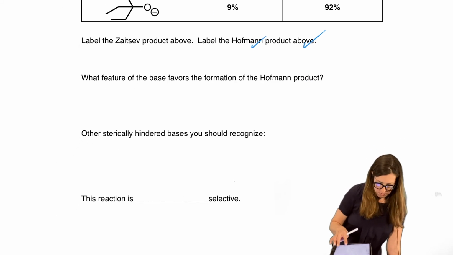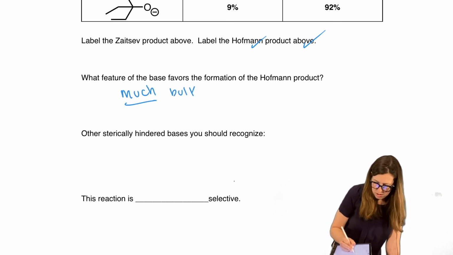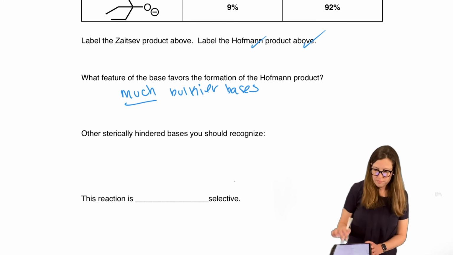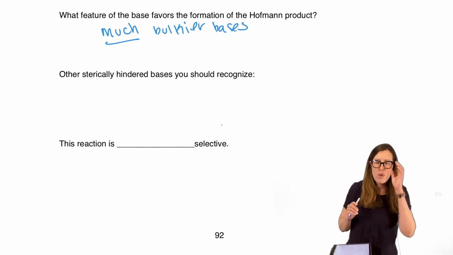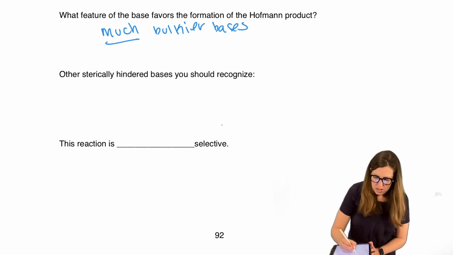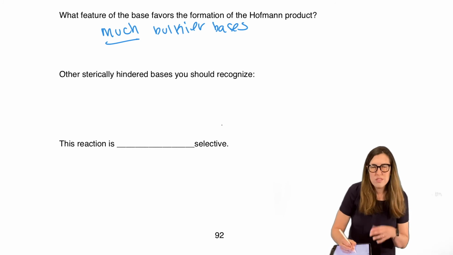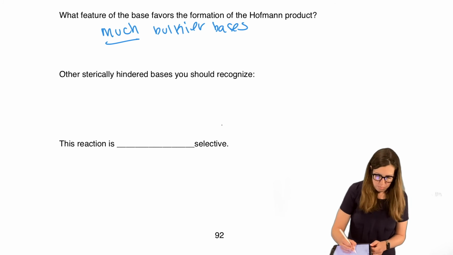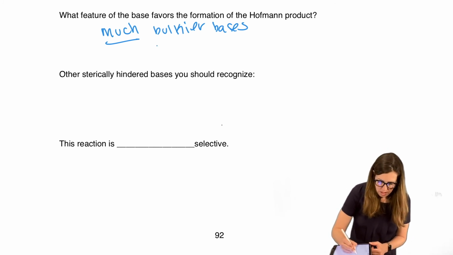Okay, so I'm going to summarize that data table here. Much bulkier bases will favor the Hofmann product. So some we'll need to be aware of, okay? So you'll say, how do I know if it's bulky enough? Well, you'll have to just know a few. Yes, that means memorize like 3 or 4. But that's the concept behind it, is why it works that way.